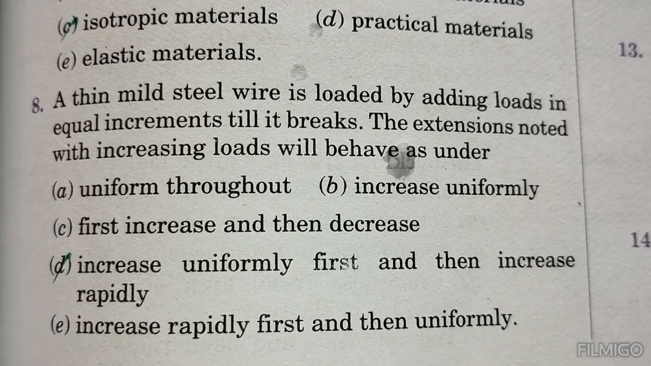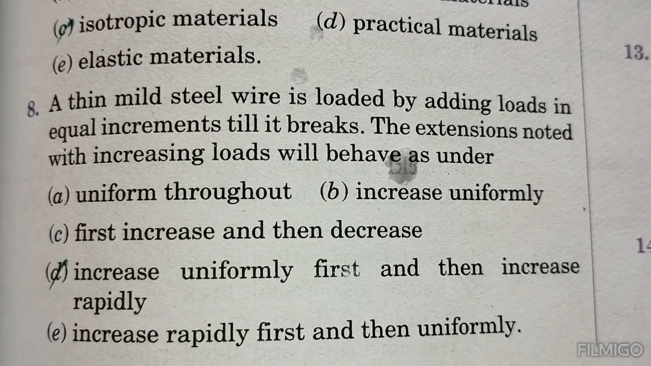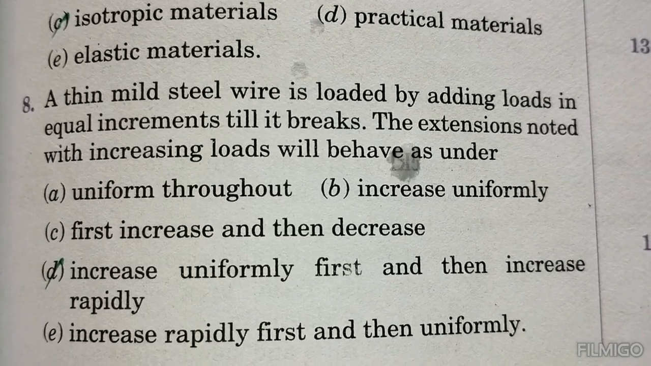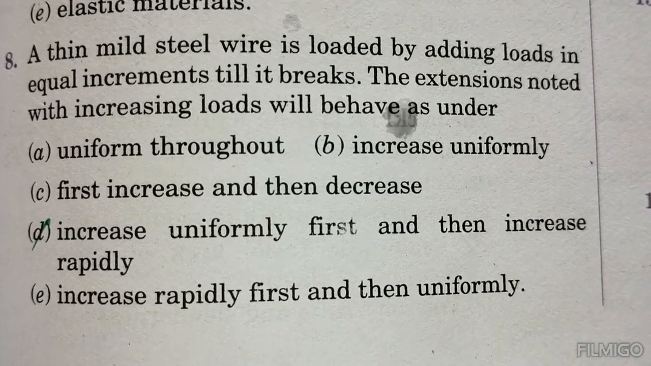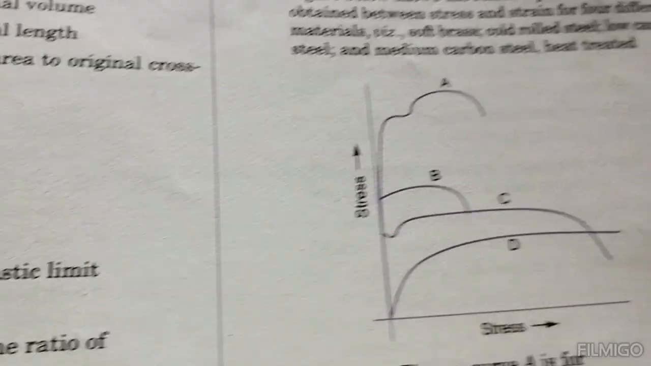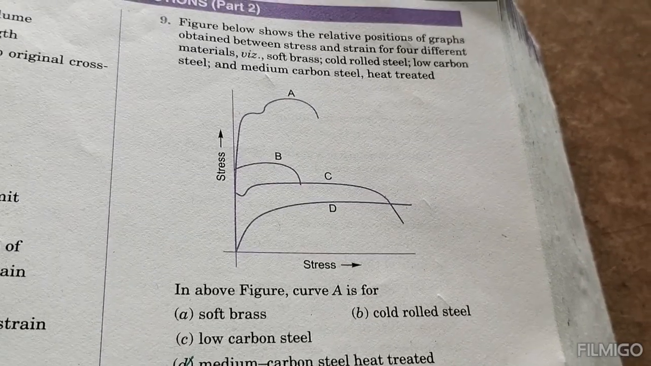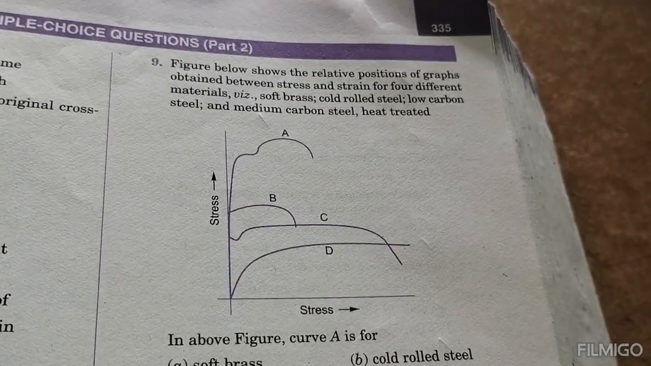A thin mild steel wire is loaded by adding loads in equal increments till it breaks. The extension noted with increasing loads will increase uniformly at first and then increase rapidly. This is the figure. This is the medium carbon steel, heat treated.